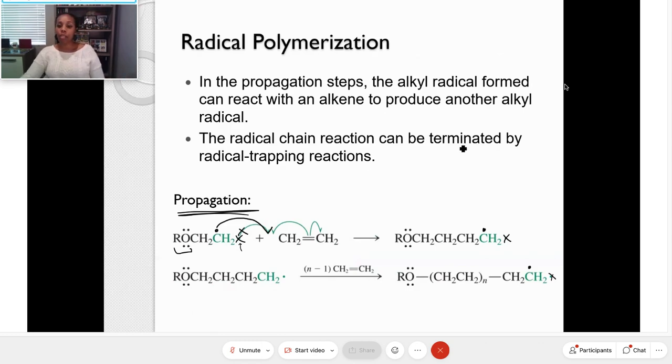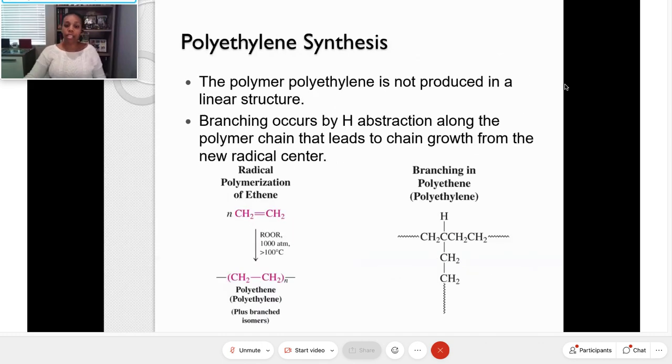How do we stop it? How do we terminate? You know the termination steps. You already know those from chapter 3. So think about the different termination steps that can occur that will allow for us to stop this reaction and end up with something that is not reactive. Remember, radicals are very reactive. We need them to react with each other. If 2 radicals react with each other, we stop our chain reaction. So this is our radical polymerization.